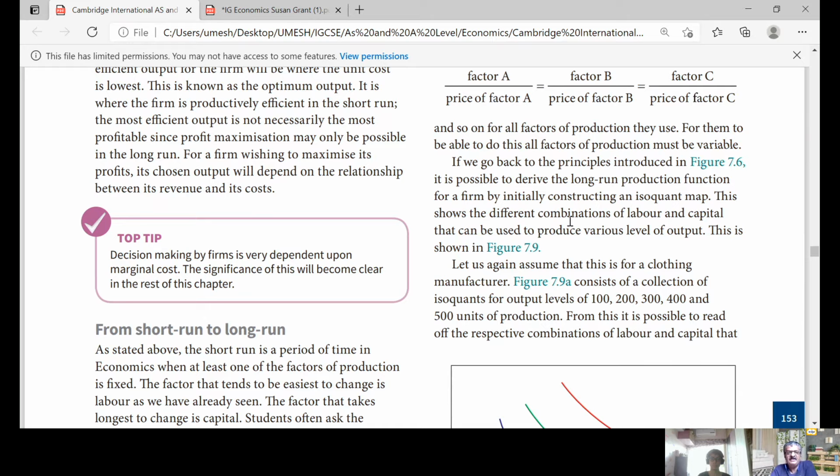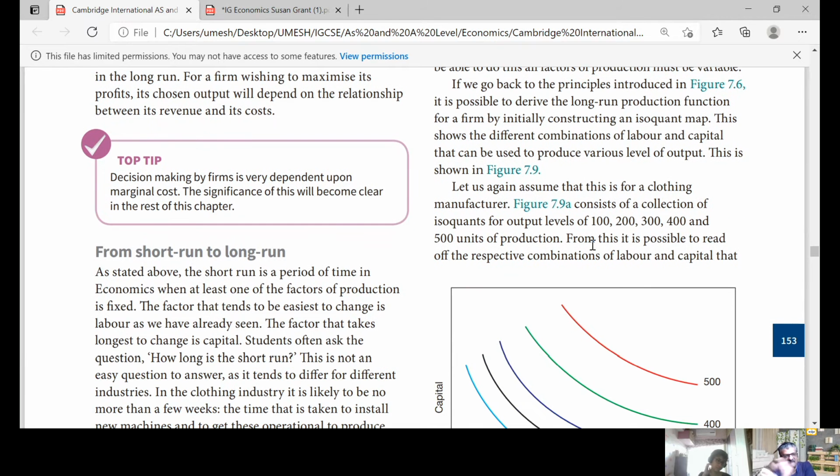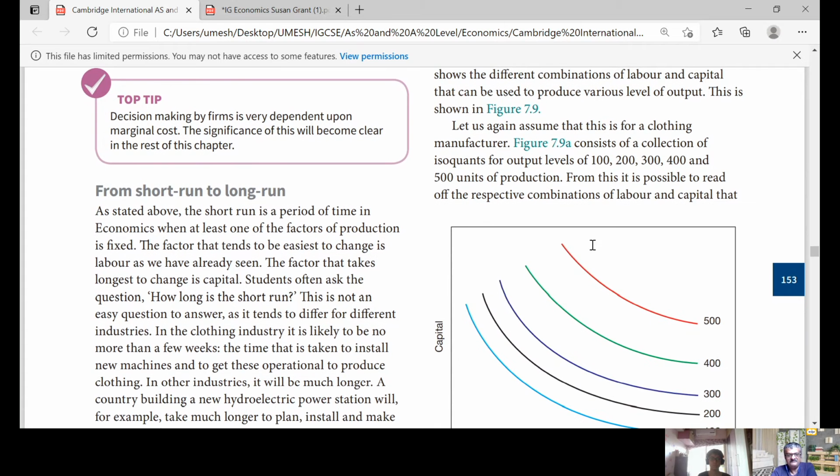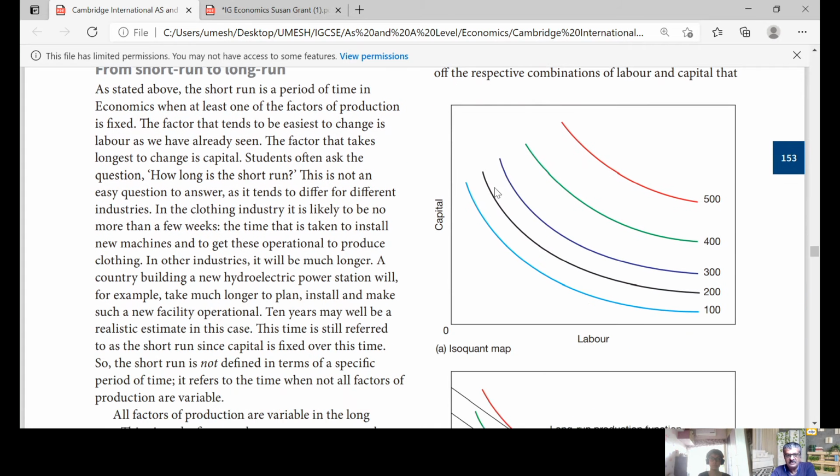This shows the different combinations of labor and capital that can be used to produce various levels of output. Now this is shown in 7.9. These are the isoquants. On this side it is capital and on this side it is labor.